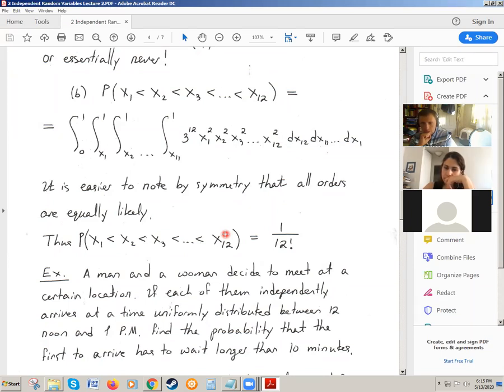Well, you have to be careful. Sure, it's a double integral of 1 over 60 squared, but what are the bounds of the double integral? That's what we have to figure out.